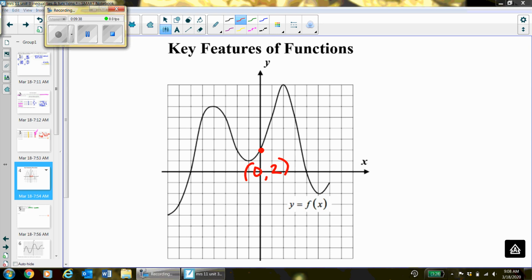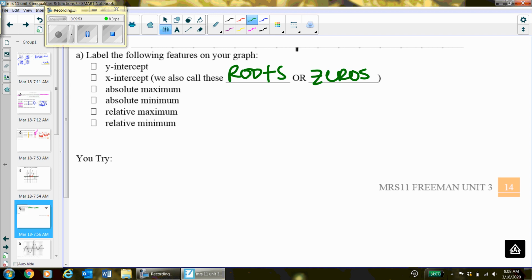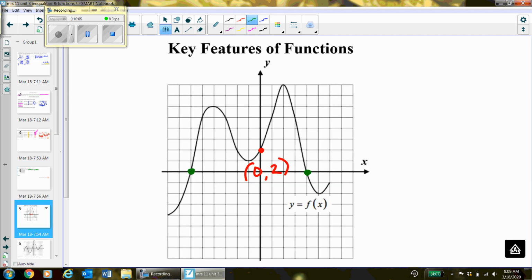Okay, so as I was saying, x-intercepts are where the graph crosses the x-axis. Okay, so let's choose another color. That will be here and here. And you're going to label these points. All right, so my key features are not on the same page. So I'm going to label on my graph. And as I'm doing that, I want you to write it down because you have everything on one page in your packet. Thank you so much.